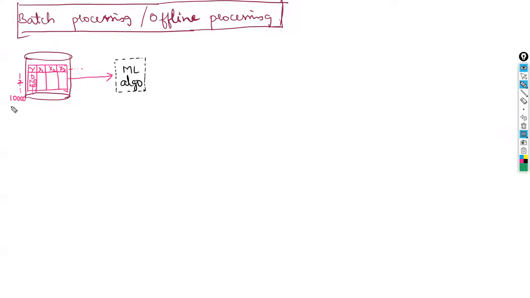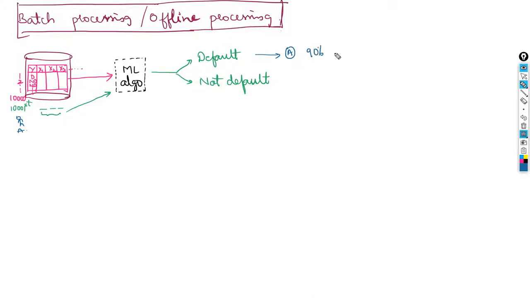Now, if there is a new customer, the 10,001st customer, you take all the required inputs and supply them to your machine learning algorithm, which would then classify whether a person will default or not default. Say for this customer, let me call this customer A, your prediction says there's a 90% chance or probability that the customer would default.